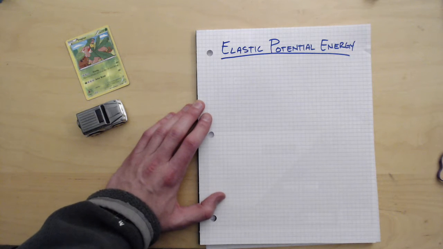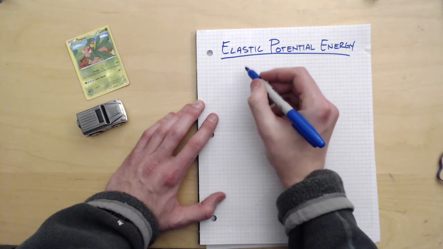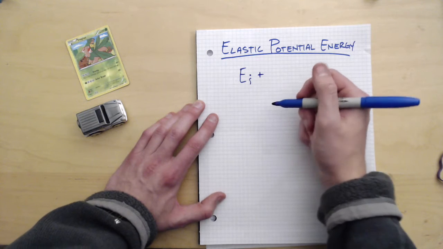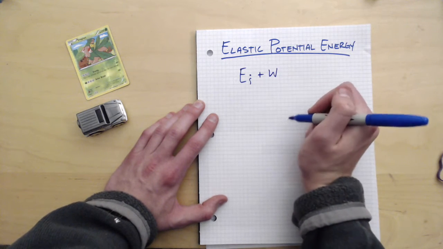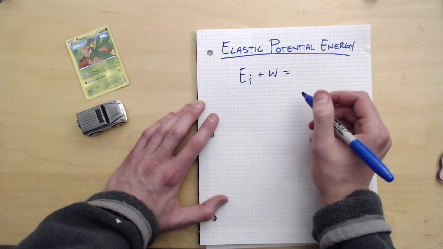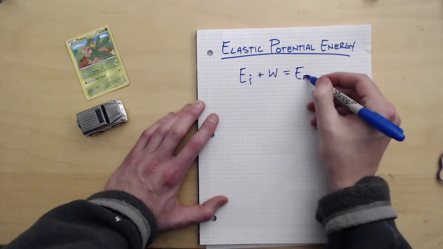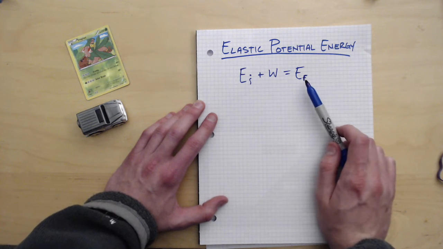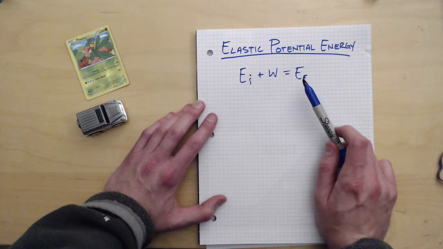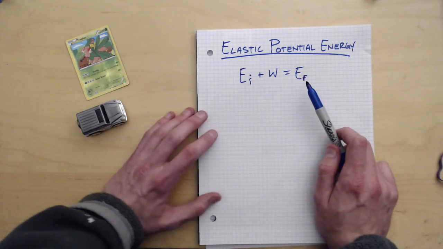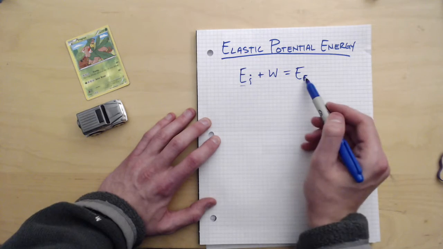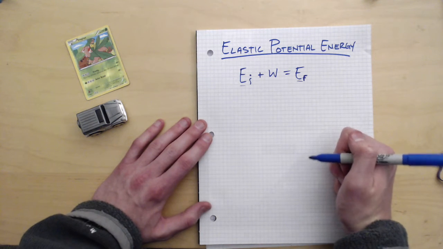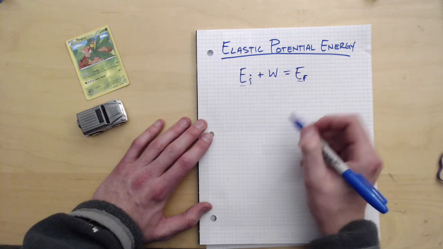So just a brief review, remember that our conservation of energy equation looks something like this. E initial plus the work done by external forces is equal to the total final energy. So the total initial energy plus the work done by outside forces is equal to the total final energy. Remember from yesterday we expanded this term and this term into potential and kinetic energy, but this time we're going to add another term dealing with elastic potential energy.